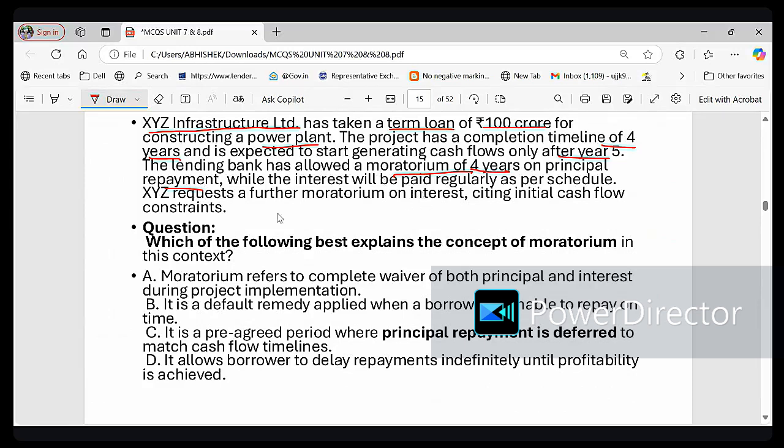But then XYZ comes and says, we don't even have cash to pay interest right now. Can you also give us a break on that? So the question is, what do you think a moratorium means? Which of the following best explains the concept of moratorium? Option A, moratorium refers to complete waiver of both principal and interest. Option B, it is a default remedy applied when a borrower is unable to repay on time. Option C, it is a pre-agreed period where principal repayment is deferred to match the cash flow timeline. And option D, it allows the borrower to delay repayment indefinitely until profitability is achieved. So what is the meaning of moratorium? That is what is asked here.